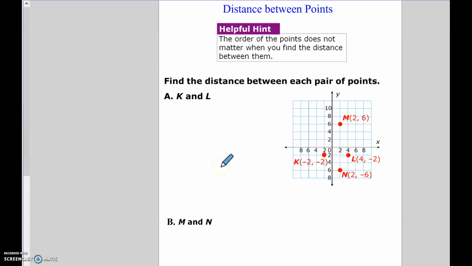Next, what we're going to do is find the distance between 2 points. So I'm going to find the distance between K and L. So here's K and here's L. What I'm going to do is count the spaces, not the lines. So this is 1, 2, 3 spaces. So I'll write 3 units. Okay, you guys find the distance between M and N. Pause the video and find the distance.